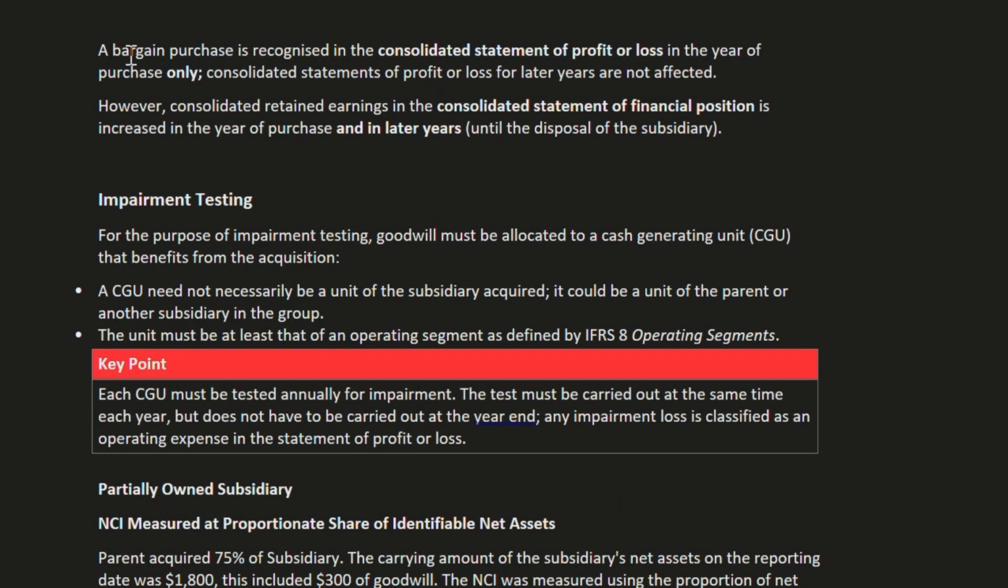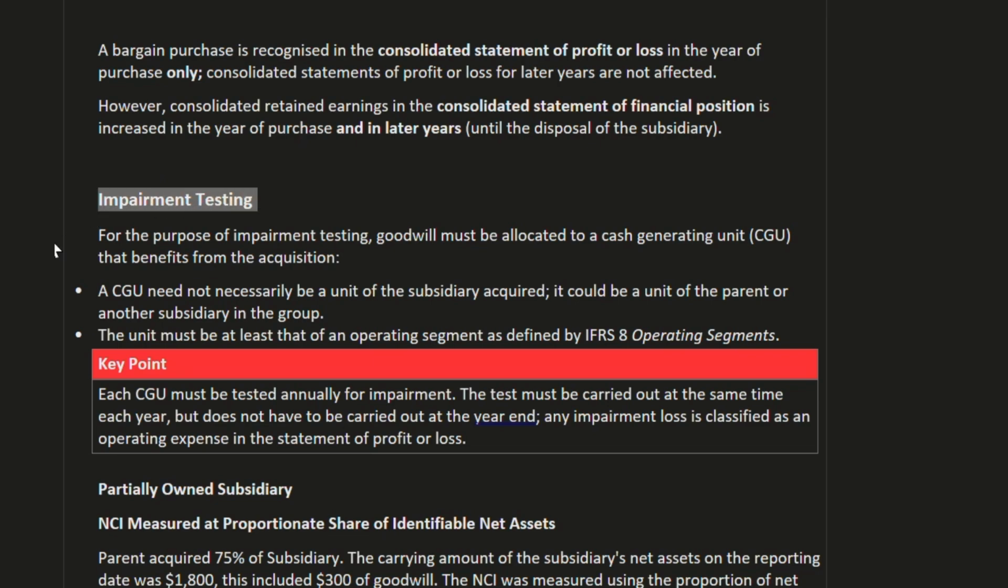A bargain purchase is recognized in the consolidated statement of profit or loss in the year of purchase only. Consolidated statements of profit or loss in later years are not affected. However, consolidated retained earnings in the consolidated statement of financial position are increased in the year of purchase and in later years until disposal of the subsidiary.